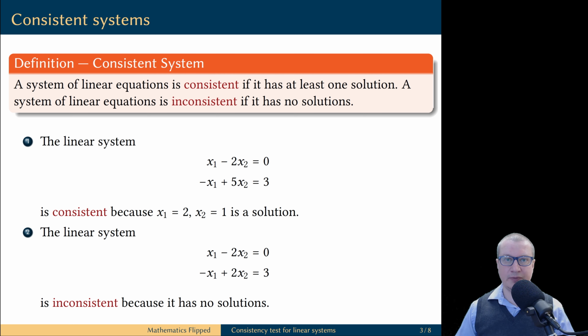In the second example, we have an inconsistent system because it has no solutions. Do you see why this system has no solutions? Think geometrically. The two equations represent parallel lines. They have no points in common.